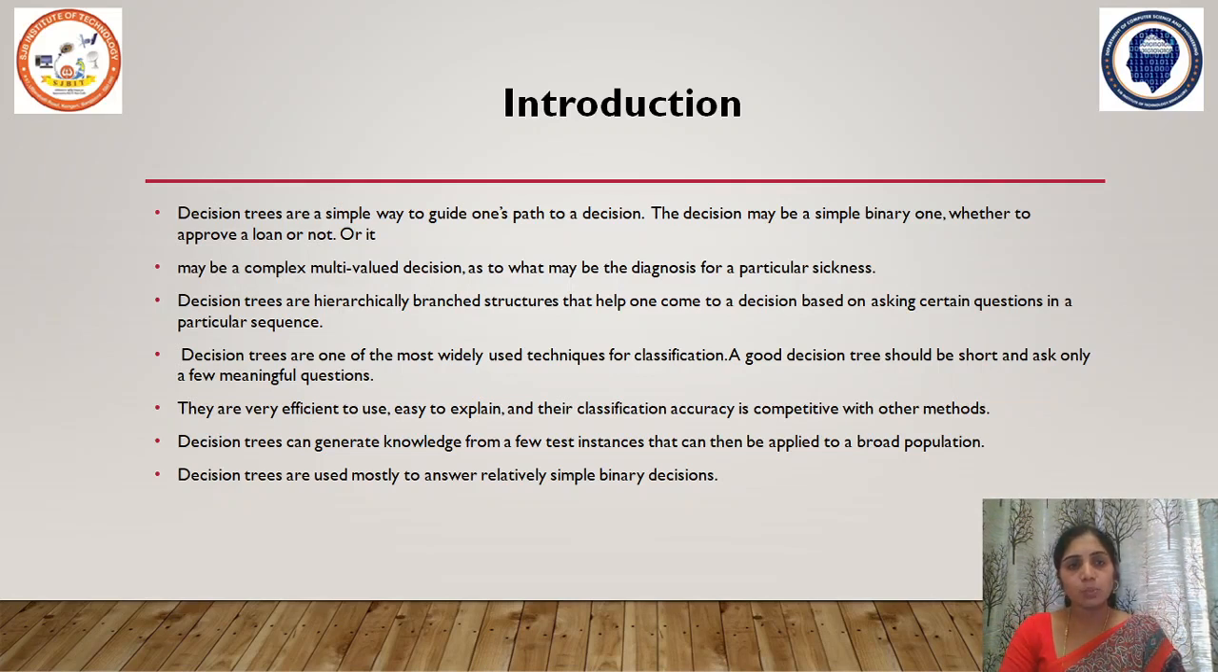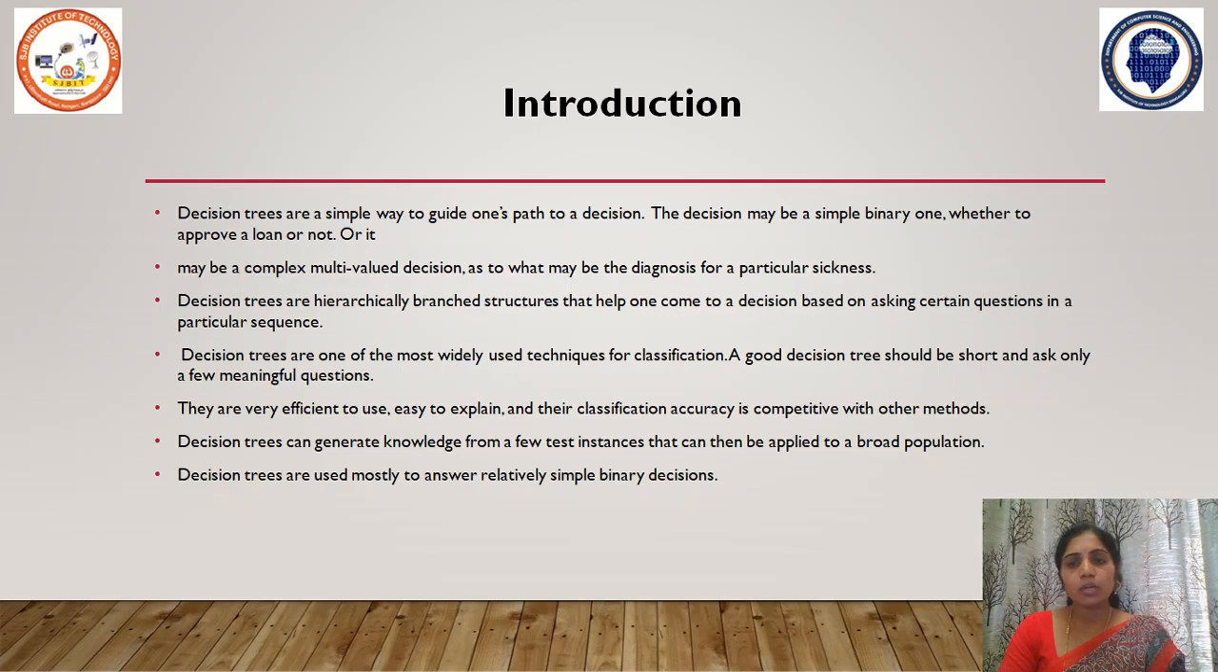A good decision tree should be short and ask only a few meaningful questions. So, they are very efficient to use, easy to explain, and classification has more accuracy, right? And it is competitive with other methods. A decision tree can generate knowledge from a few test instances that can then be applied to a broad population. Decision trees are used mostly to answer relatively simple binary decisions.